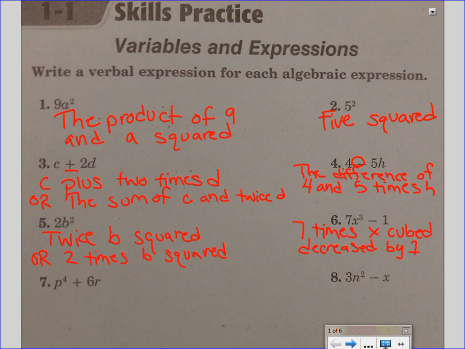Number 7, we have, again, a plus, addition, so we can use the sum. We could use plus, just like we did in 3. I'm going to, in this case, use the sum. So I'm going to say the sum of p, and there's no special name for the 4th power, so we are just going to say p to the 4th power and 6 times r.